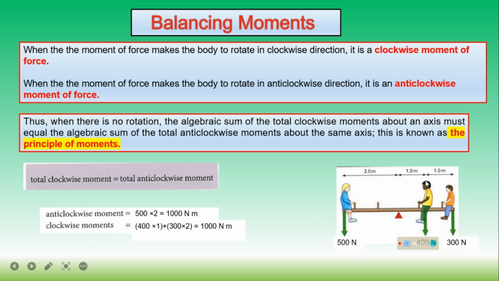The clockwise moment is due to these two forces, which help in the clockwise direction. Force multiplied by perpendicular distance plus force multiplied by perpendicular distance from the pivot: 400 multiplied by 1 plus 300 multiplied by 2. So it is 1000 Newton meter. So we see that the clockwise moment is equal to the anti-clockwise moment, so we can say that the system is in equilibrium.